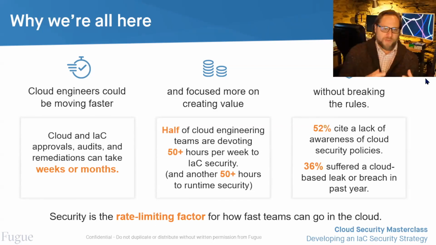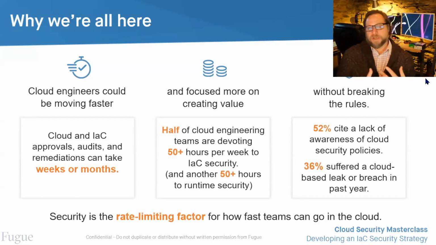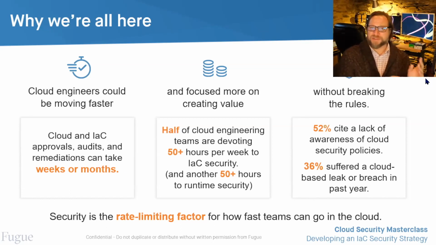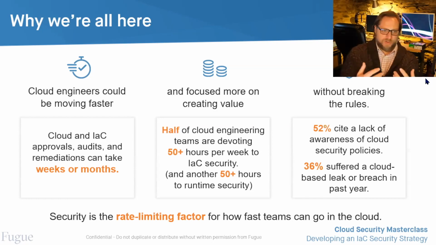So why we're all here on the topic of doing cloud security with infrastructure as code. Our engineers could be moving faster, right? Moving fast is central to digital transformation, whatever you want to call it, to adapting to the modern world of software development. Speed, velocity is everything. And we want our engineers to be going really quickly in a secure way. And so with cloud and IaC, approvals, audits, remediations, these things can take weeks or months. If you're not automating your security processes, and with policy as code and infrastructure as code, we are talking about automation of your security practices. If you're not doing that, doing these things manually is very slow and creates a lot of friction and rework in the process.